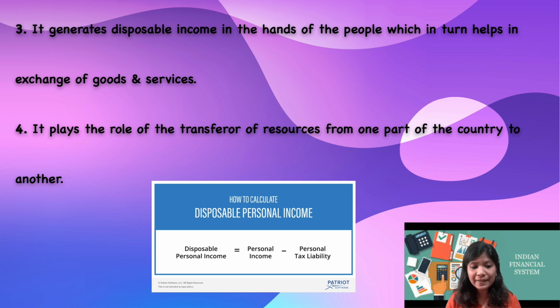Number 4, it plays the role of a transferer of resources from one part of the country to another. Transferer here means a mediator, the one who collects your money, puts it into an investment channel and gives you back a return. The best example is your bank, any bank, SBI, Syndicate, whatever banks they are, they act as transferers. What are they transferring? Money, or financial resources, from one part of the country to another.